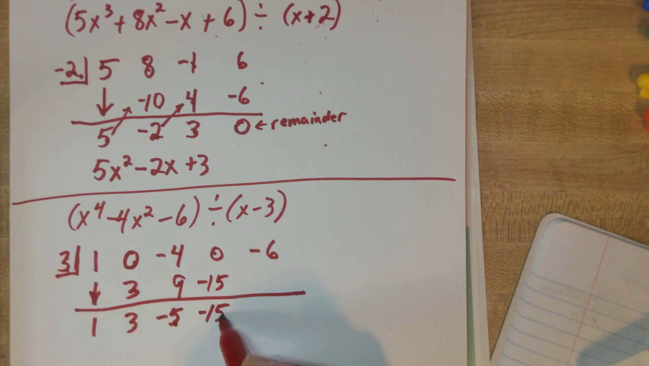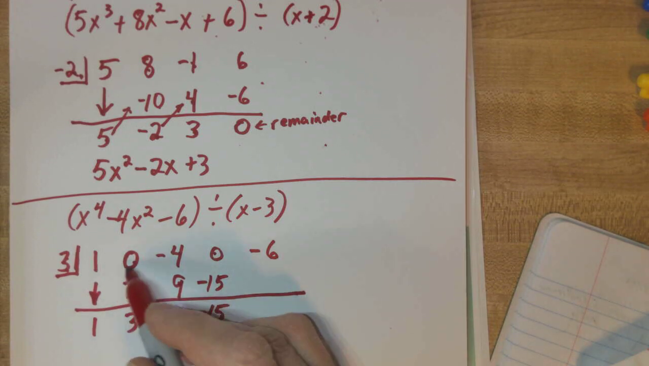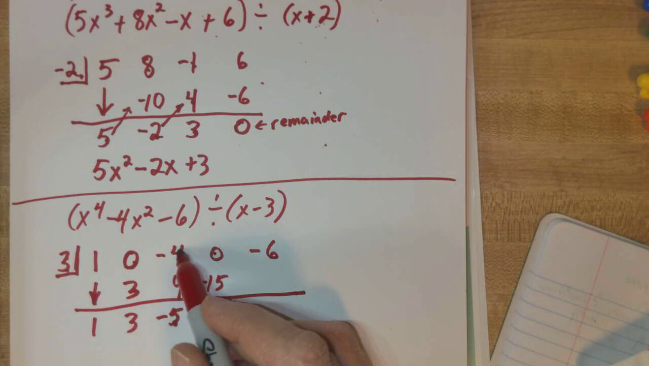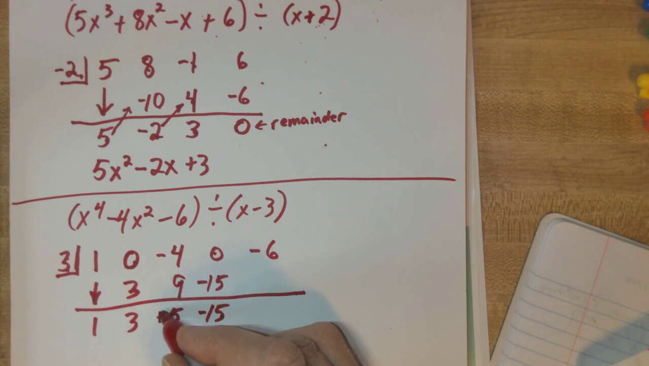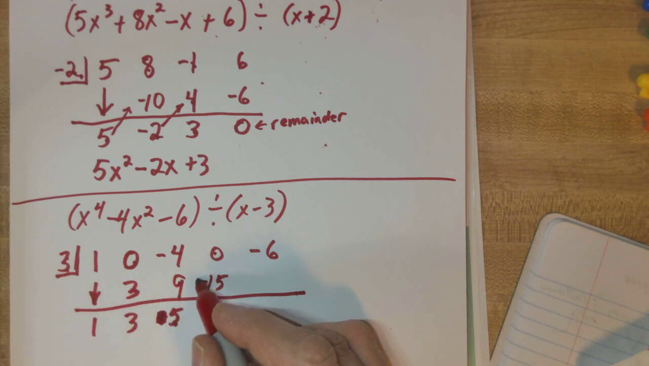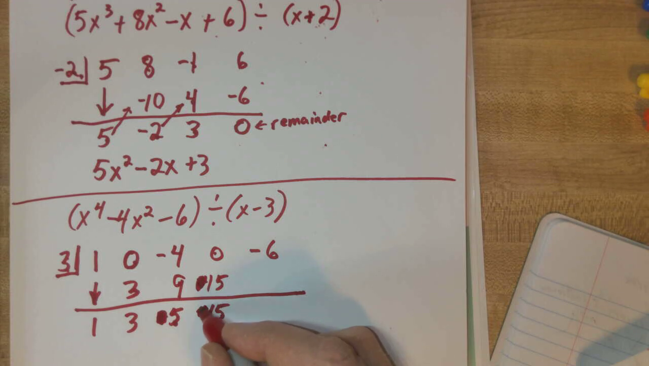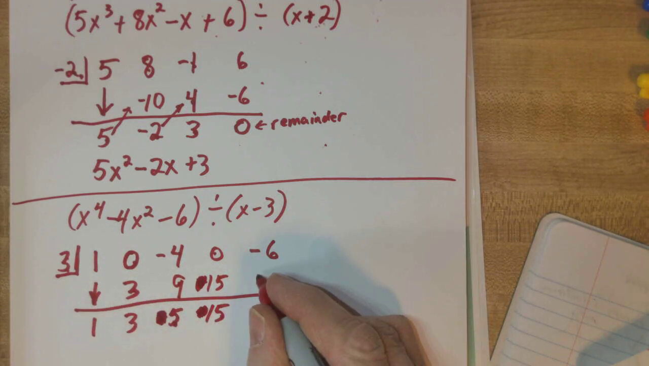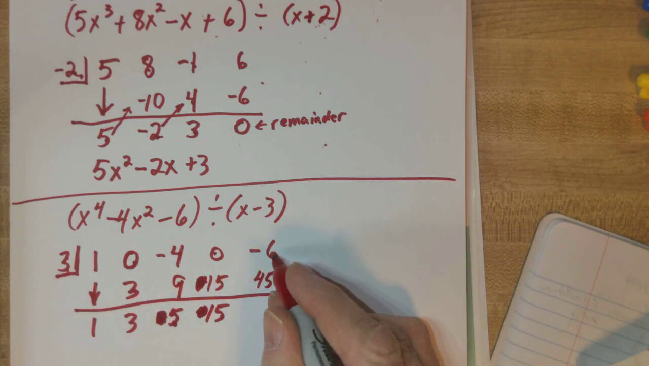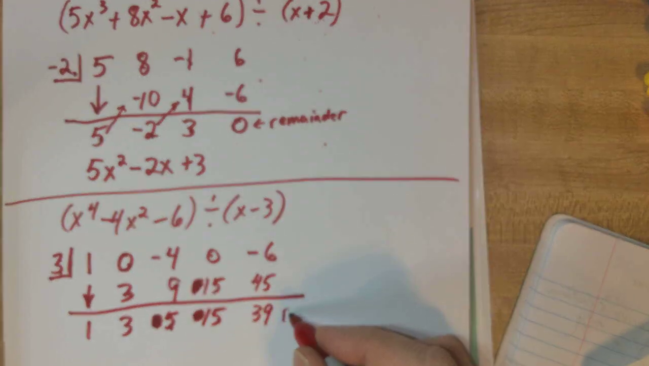3 times negative 15 is... let me just check something here. Okay, negative 4 plus 9 is positive 5. Okay, let's get that straightened out. And then 3 times positive 5 is positive 15. And then I have positive 15 here. 3 times 15, that is 45. And negative 6 plus 45 is 39. Okay, now that is the remainder.